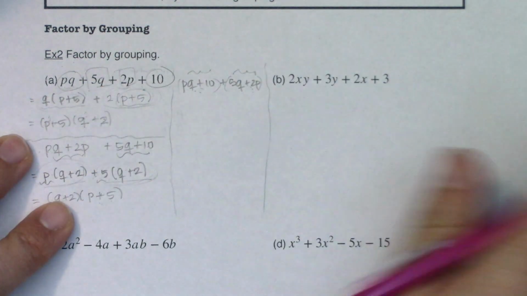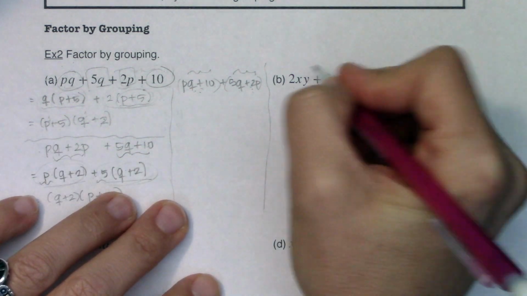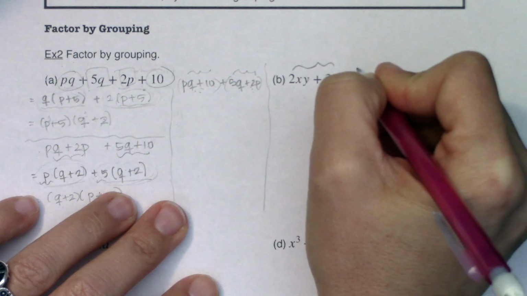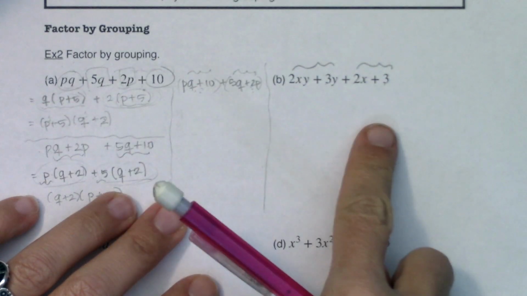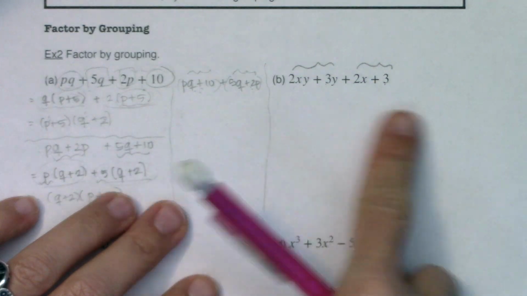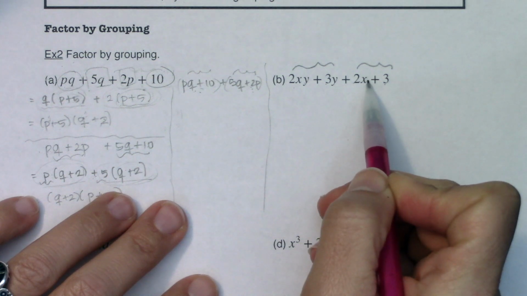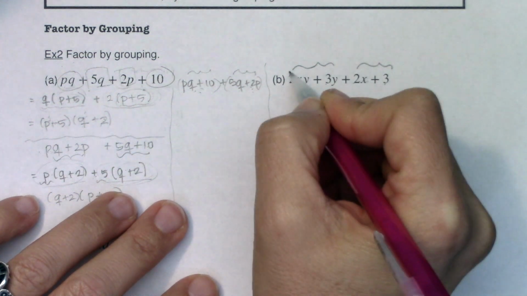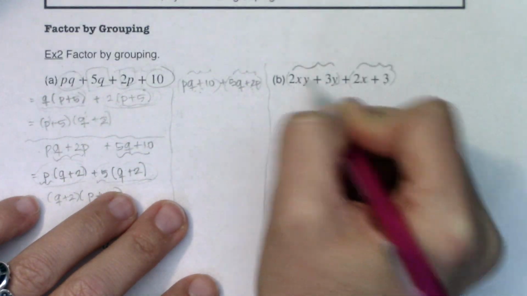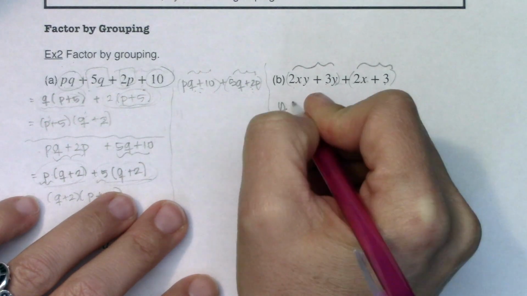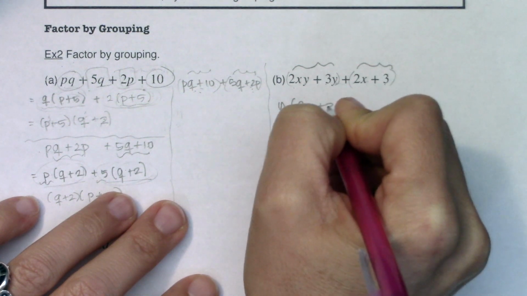All right, so let's try part B. I've got 4 terms. I'm going to put the first 2 together and the second 2 together. And actually, we will try this a second way. I do want to make sure I do this a couple ways, but I always start with first 2 and last 2 and see what happens. So if I look at this first binomial now, and I see what's common, 2xy and 3y, there is a y common to them, right? And so that's going to leave me with 2x plus 3.